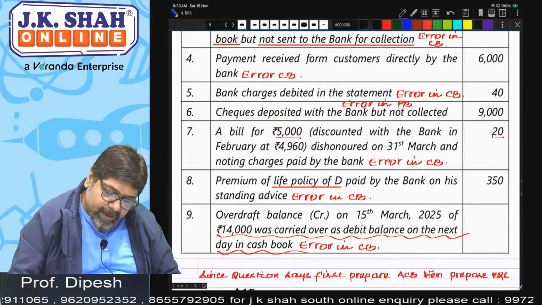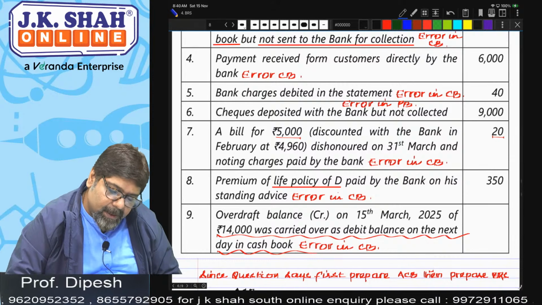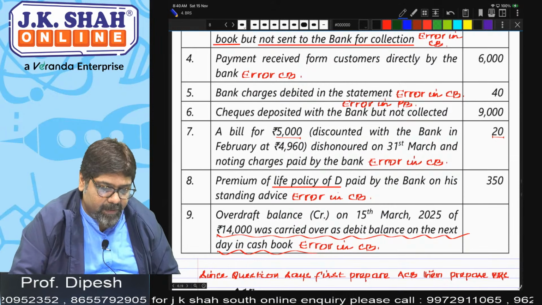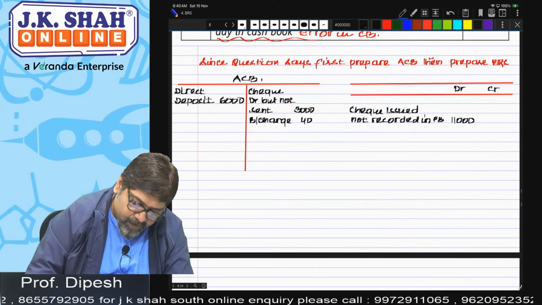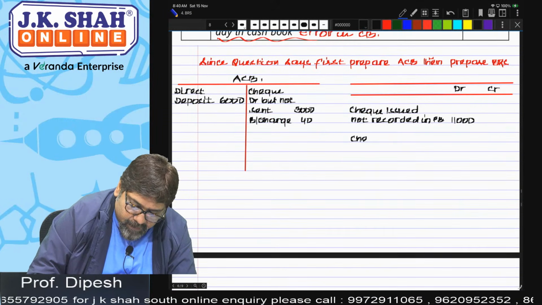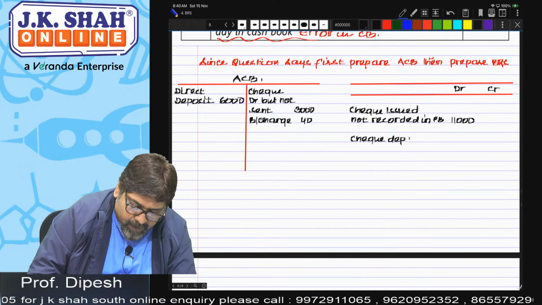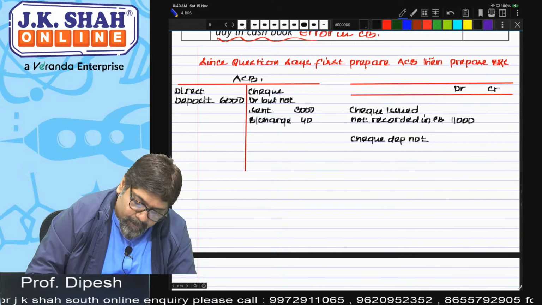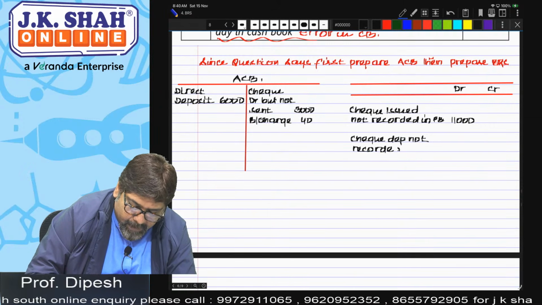Then checks deposited with the bank but not collected. Checks deposited with the bank but not collected. That means checks deposited not recorded in passbook.